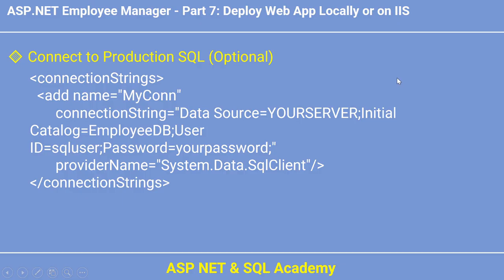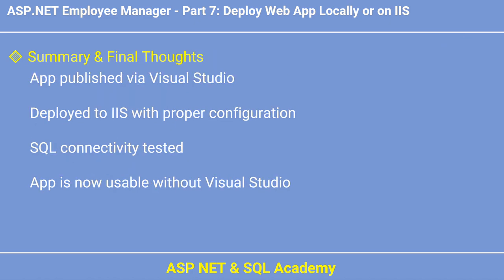To connect your deployed site to a real SQL server, update your connection string in web.config with the production server name and credentials. For production use, consider adding security features, backing up your data, and setting up custom domain access. These steps take your app to the next level.